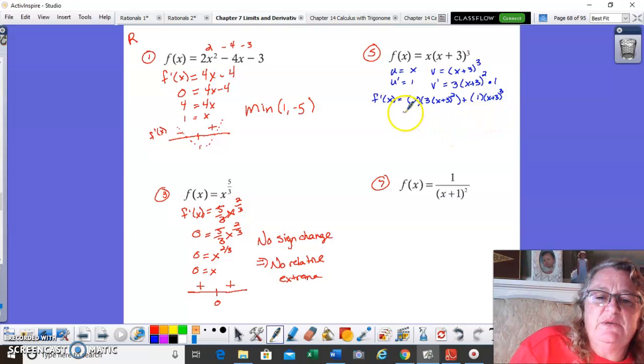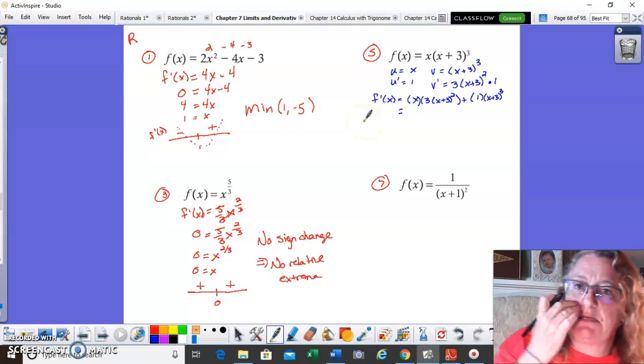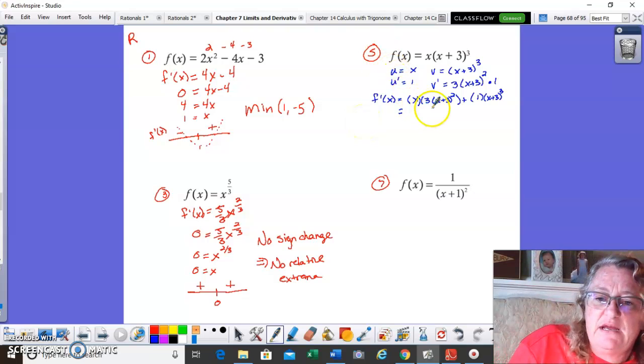Now I have to do some manipulation here to get it into something that's going to make sense for factoring it. I can see that this is actually a 3x here.